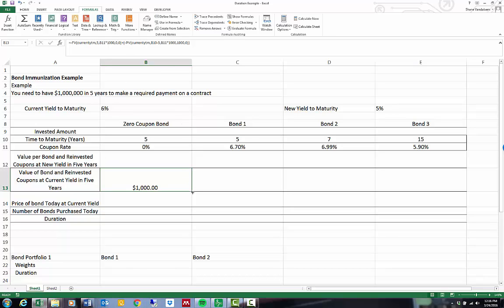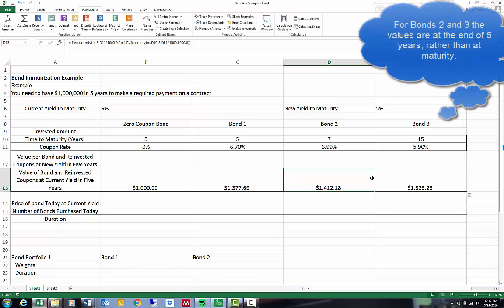So I've got my equation in. If I've done everything right, I should be able to pull this over. And these are the answers that I get. These are correct. So if we purchase bond 1, and the yield to maturity remained at 6%, we'd have $1,377.69 per bond at maturity. Bond 2, we'd have $1,412.18 at maturity, and then bond 3 is $1,325.23.